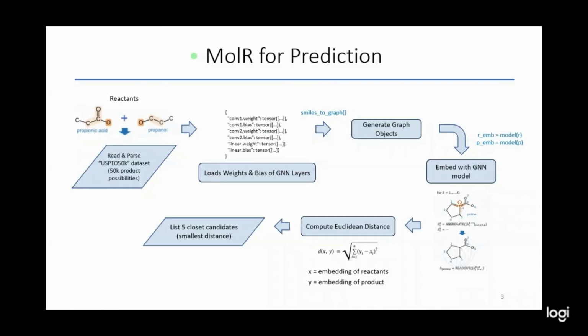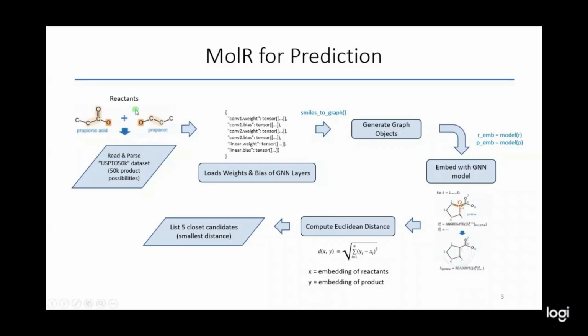Let's take a quick look at the MolR prediction code. This is similar to the training code, but is slightly simpler. First, we load and parse the USPTO 50K dataset. But this time, we only extract the product molecules. Next, we load the trained model, especially the weights and biases from the graph neural network layers that were saved from training. Then we convert the product molecules from the USPTO 50K dataset into graph objects and embed them using the graph neural network.